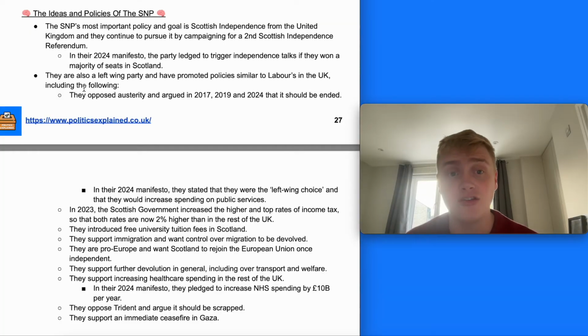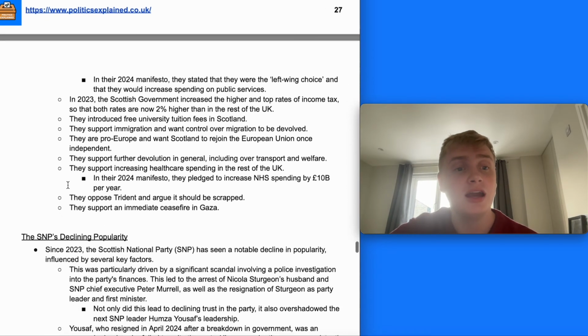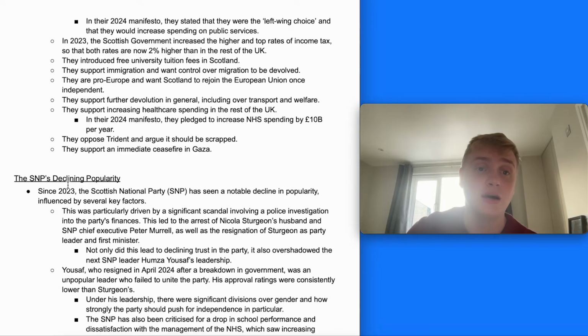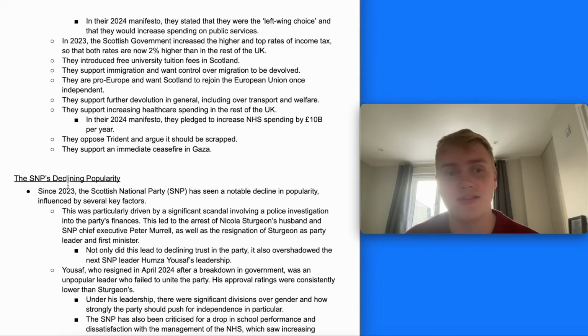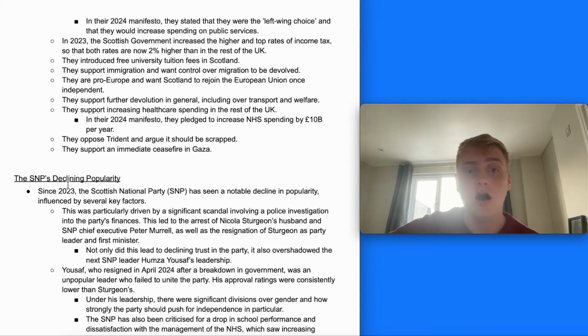They're also a pretty left-wing party and promoted policies similar to Labour's in the UK. So in 2017, 2019 and 2014, they opposed austerity. And in 2024, stated they were the left-wing choice, presenting themselves very much as left of the Labour Party. In 2023, the Scottish Government increased the higher and top rates of income tax. You see a lot of these classic policies that came in all of their manifestos, so in 2019 as well as 2024. In 2024, they pledged to increase NHS spending by £10 billion, opposed Trident, and supported an immediate ceasefire in Gaza. So overall, quite a left-wing manifesto, certainly to the left of the Labour Party.